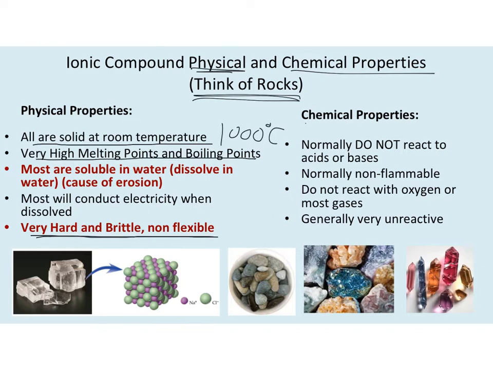Now, the chemical properties. Chemical properties are pretty simple. They normally do not react to acids or bases. They're normally non-flammable. They do not react with oxygen or most gases. They're generally very, very unreactive. If you think of rocks and crystals, they've already formed a compound, so they're not going to react with many things. And they're very, very stable. We use them for buildings, and we use them for things that we want to last a long period of time, like a granite countertop, because they don't react with very many things.